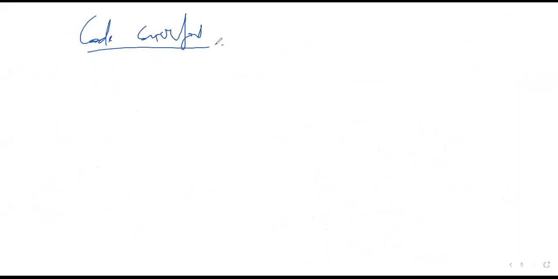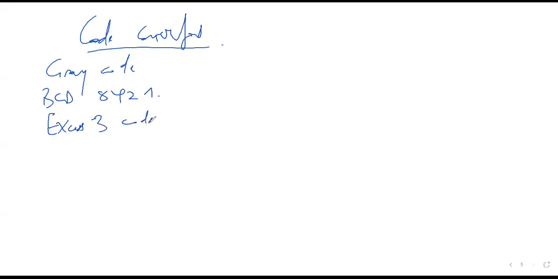We have different systems which run with different codes. I think we have a number of codes. We have gray code. We have BCD, I think there's 8421. This is one I know mostly. We have excess-3 codes. You can have one system which runs on this code, and another system which runs on that code. We have decimal here also.